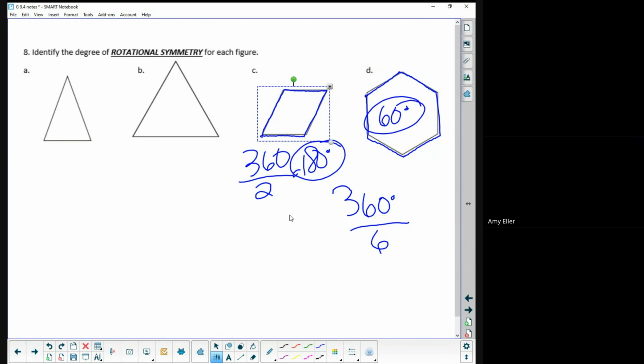Go get a calculator. Lazy. Are they the same because they're both triangles? Nope.